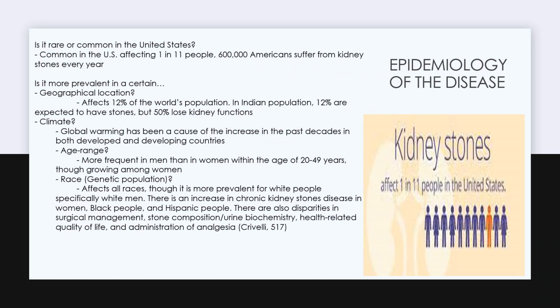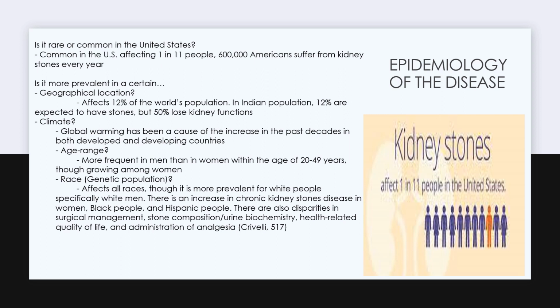This disease is common in the U.S., affecting 1 in 11 people. 600,000 Americans suffer from kidney stones every year. It affects 12% of the world population. In the Indian population, 12% are expected to have stones, but 50% lose kidney function. Global warming has been a cause of the increase in the past decades in both developed and developing countries.